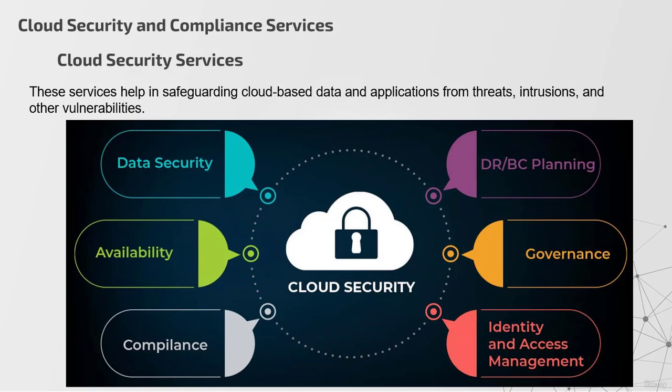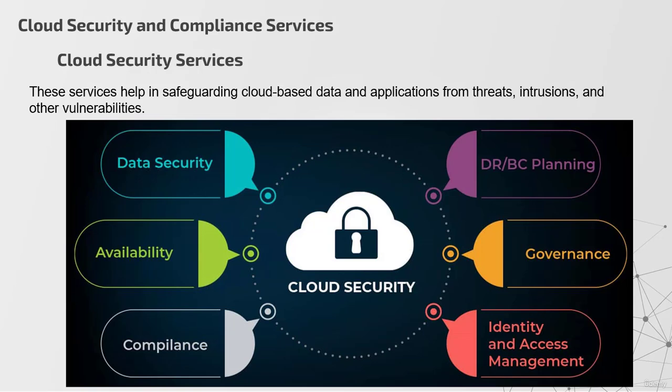And then we've got availability, which ensures that cloud resources, applications, and data are available and accessible when needed. So any disruption in availability can lead to operational hiccups, financial losses, and also damage to brand reputation. So services like load balancing and redundant architectures often aid in maintaining high availability.